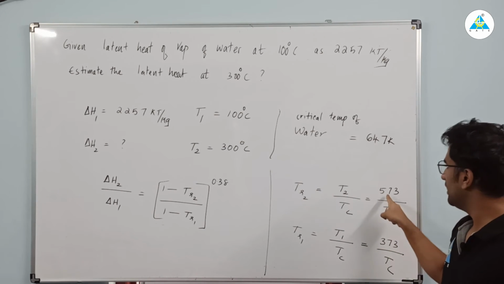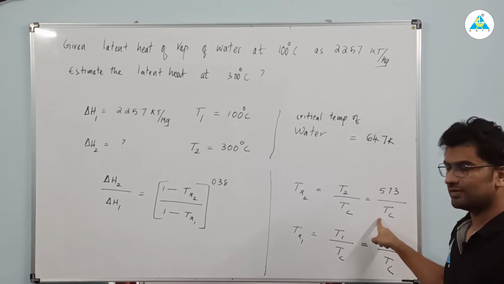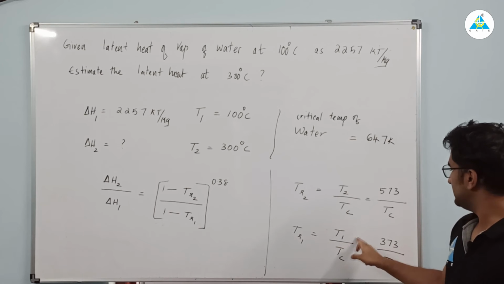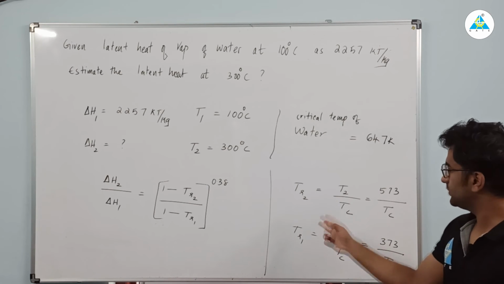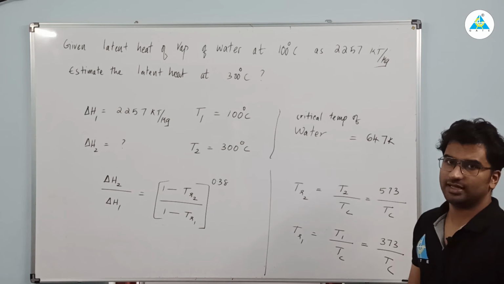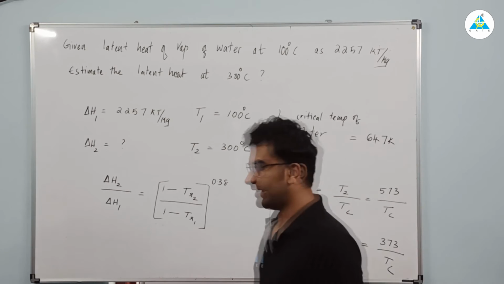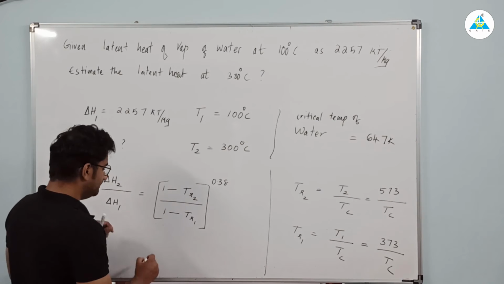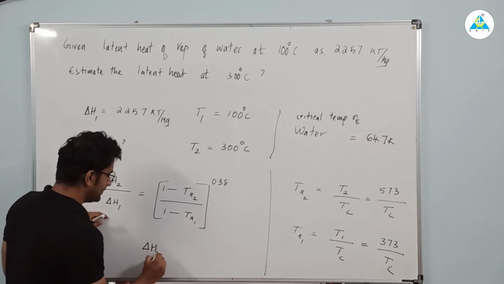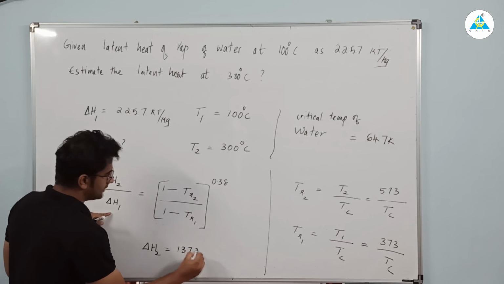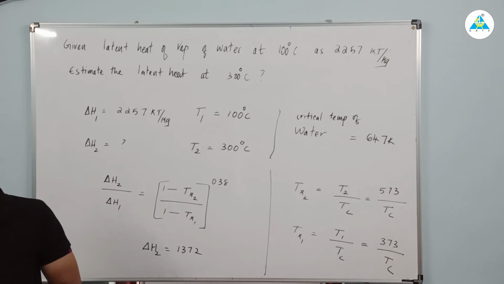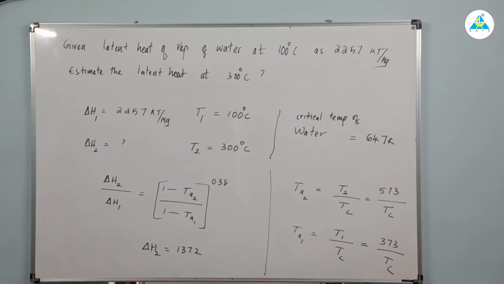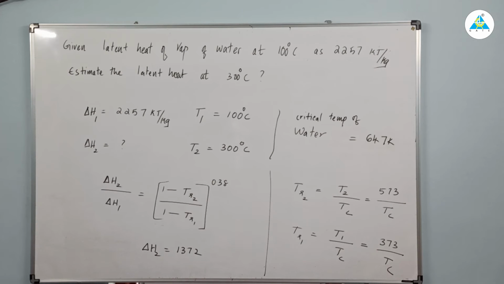TR2 कर लो, 573 divided by 647, TR1 373 divided by 647, TR1 भी आ जाएगा, TR2 भी आ जाएगा, delta H2 calculate कर लो. ठीक है. So the answer will be almost 1372 point something. Delta H2 is 1372 something kilojoule per kg will be the answer. So solve it and find the answer. ठीक है. I hope up to this is fine.